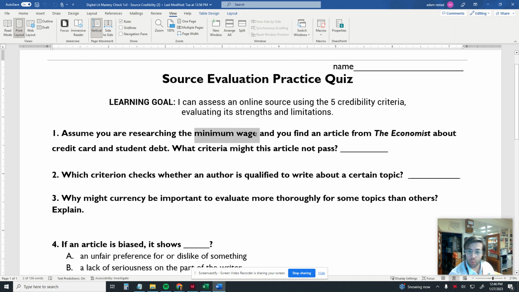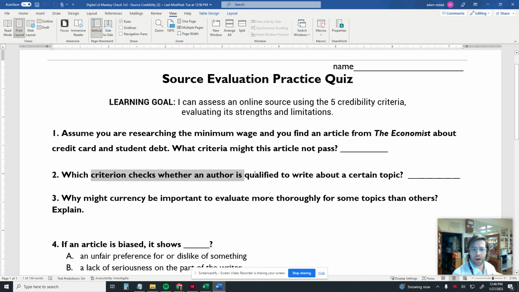If I'm researching minimum wage and the article is about student debt and credit card debt, they're a little bit connected, but not directly. So I would say that this is an issue of relevance because student debt does not equate to minimum wage. Yes, they are connected in some ways, but if you're just trying to research the minimum wage, there may not be immediate connection between those two.